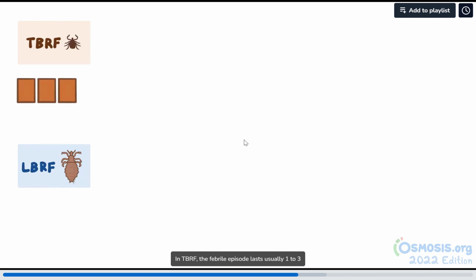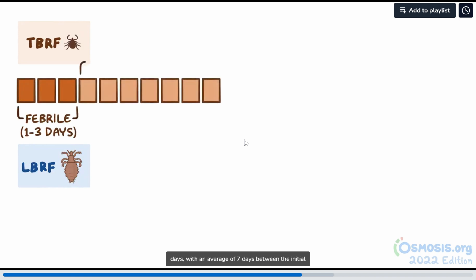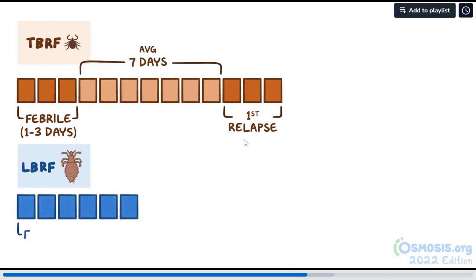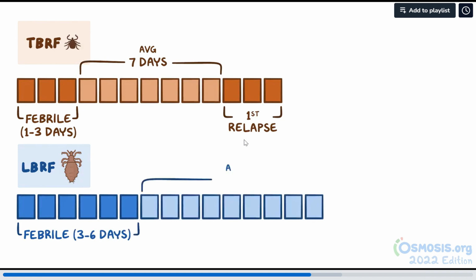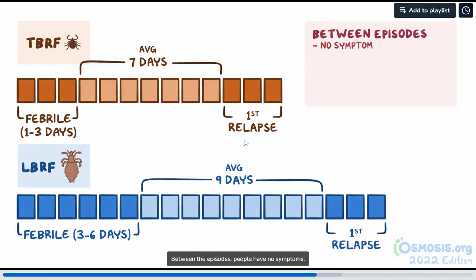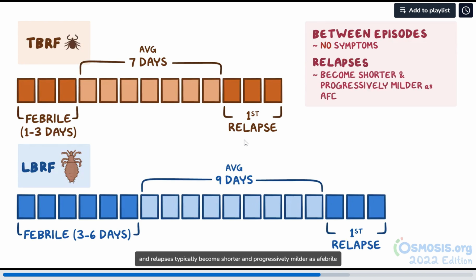In TBRF, the febrile episode usually lasts 1 to 3 days, with an average of 7 days between the initial episode and first relapse. In LBRF, the first febrile episode usually lasts longer, 3 to 6 days, with an average of 9 days between the first episode and the first relapse. Between the episodes, people have no symptoms, and relapses typically become shorter and progressively milder as afebrile periods lengthen.